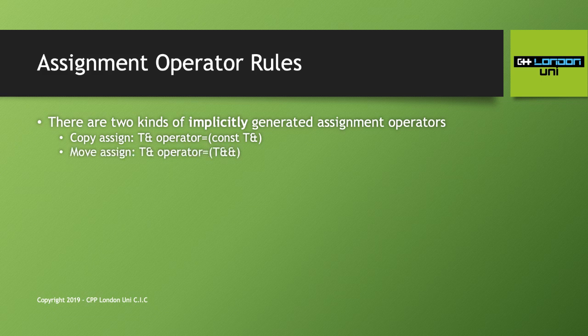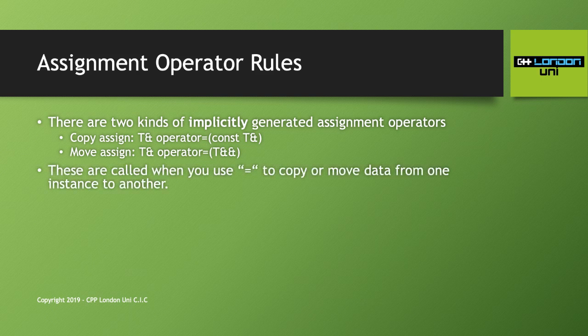And the move assignment operator, again, optimization, don't worry about it, is relatively similar, but it's taking what we call a movable value category. And as I said, they're just called when you use equals to copy or move data from one instance of your class to another instance of your class. And you can write your own overloads, right?